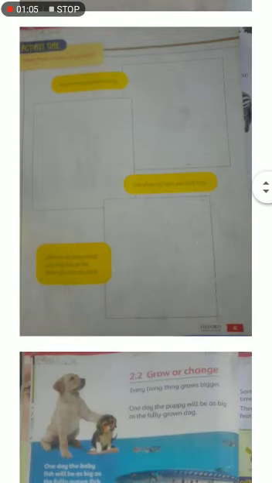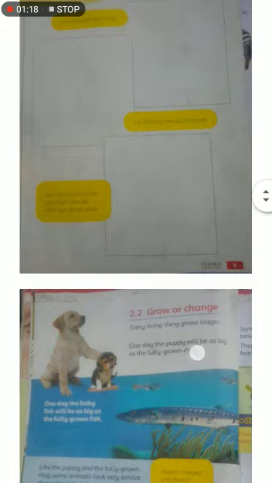There is an activity and you can do it yourself. There are 3 boxes and you can draw a picture of yourself when you were a baby. The second picture shows how you look now, and the third picture is what you might look like when you are an adult. Now move to the next page.